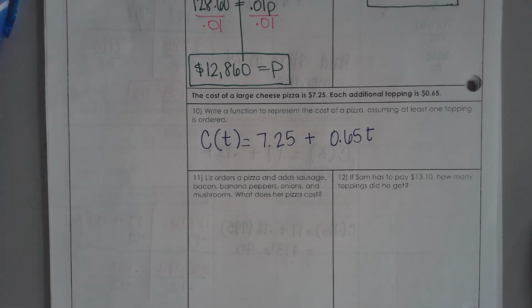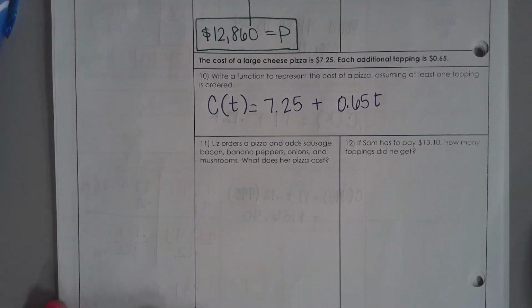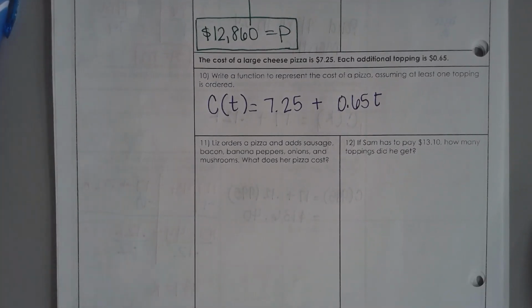Alright, so Liz orders a pizza and adds sausage, bacon, banana peppers, onions, and mushrooms. Gross. Now, I like bacon and banana peppers. That's my favorite. But not all that extra stuff. Well, mushrooms are disgusting.